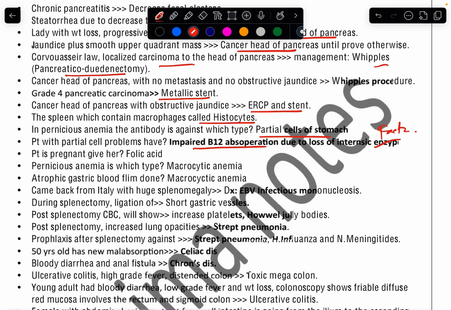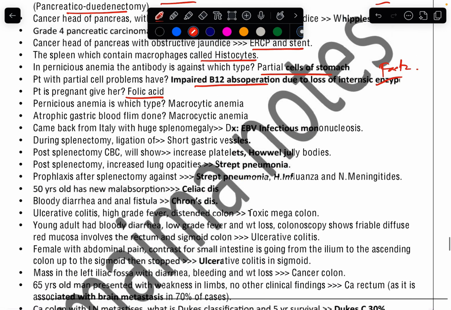due to deficiency. Patient is pregnant, give her folic acid. Pernicious anemia, which type? Macrocytic. Atrophic gastritis, Finland, macrocytic. Come back from Italy, huge splenomegaly, Epstein-Barr. Splenectomy: ligation of the short gastric vessels. Fundus. During splenectomy, ligation of the short gastric, the fundus is affected.